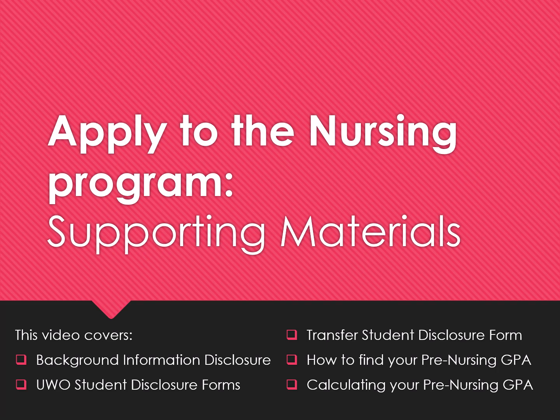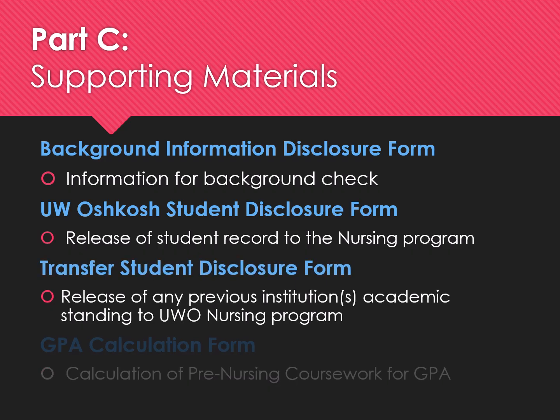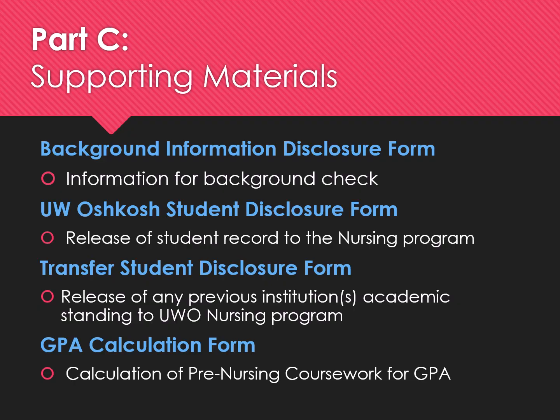Step 4 in the application process for the nursing program has multiple parts. This video will review the supporting materials you will submit. The items we will cover include the background information disclosure form, the UW Oshkosh student disclosure form, the transfer student disclosure form, and the GPA calculation form for your pre-nursing coursework.